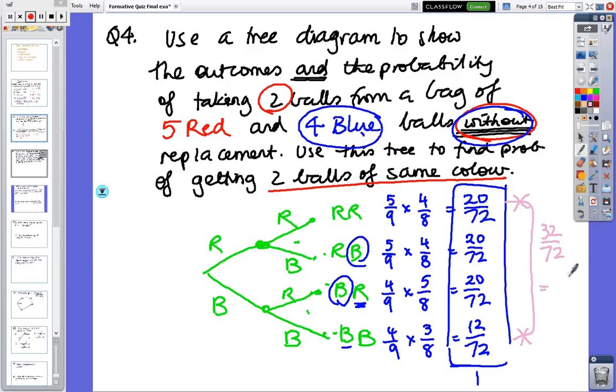Divide by 4. No, divide by 8. So those, just using a calculator. So the answer is 4/9. Okay.